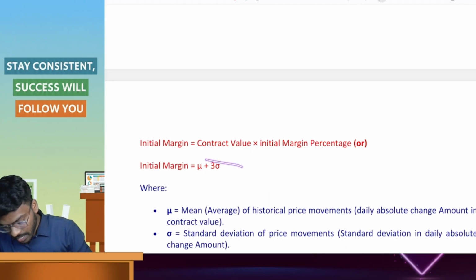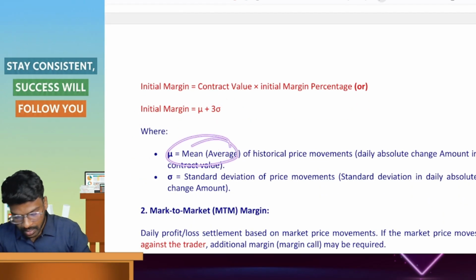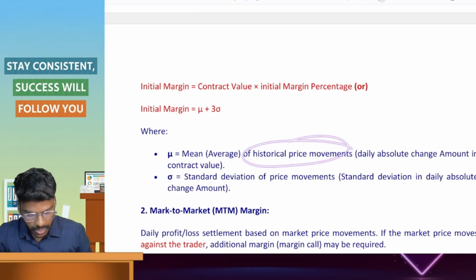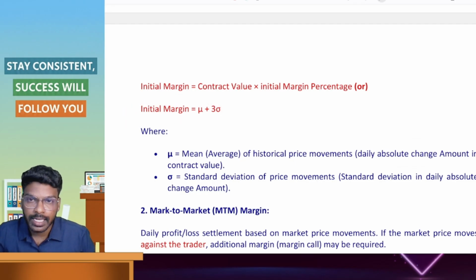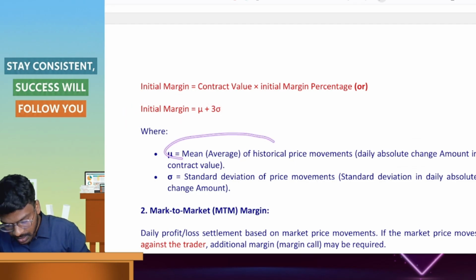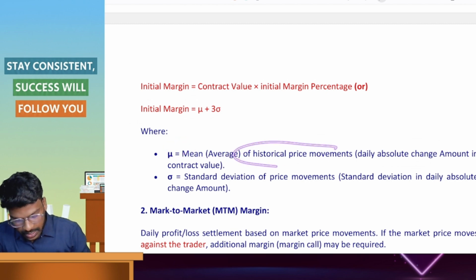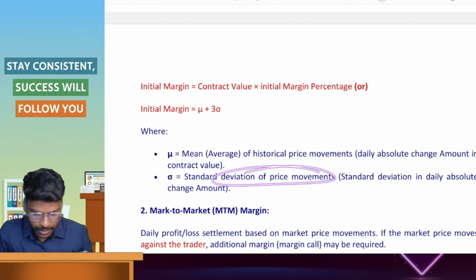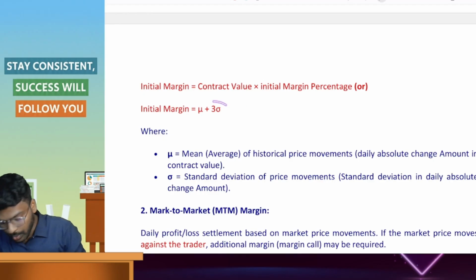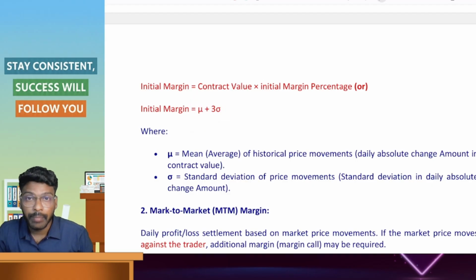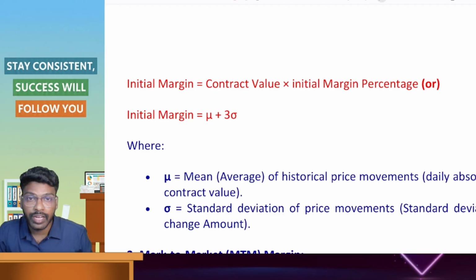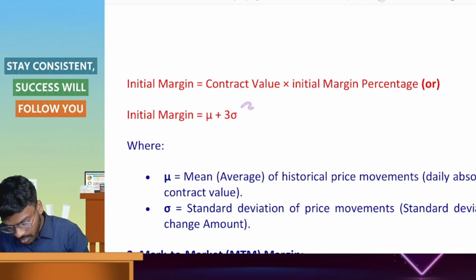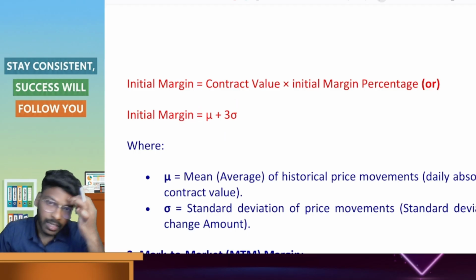Or it can be computed using the mean, that is, the average of historical daily absolute price movement. In some questions, the initial margin percentage is not given, but information relating to the mean of historical price movement and also the standard deviation of price movements is given. We have to compute using this formula, that is, mean plus 3 multiplied with the standard deviation of price movement. The formula you have to remember.